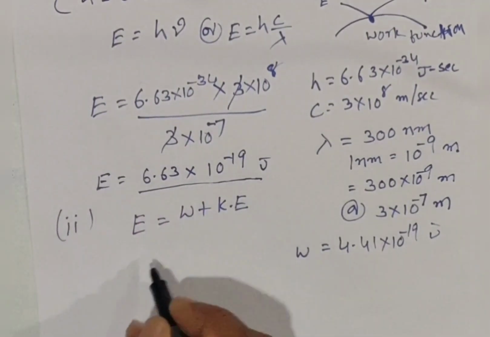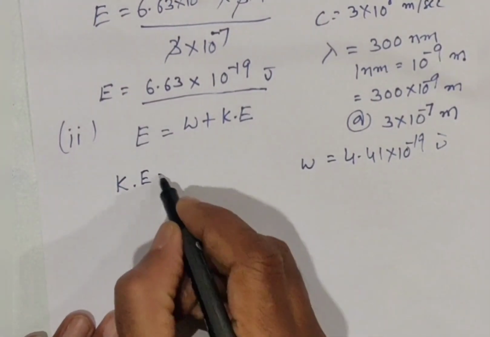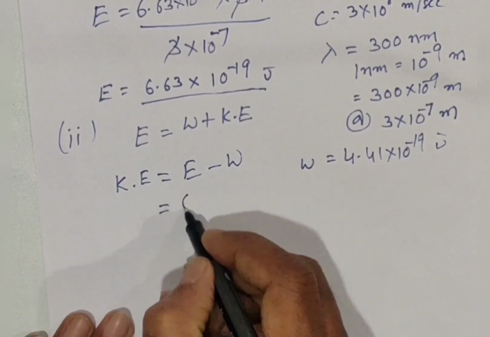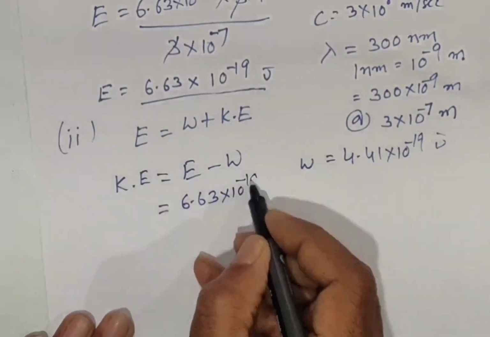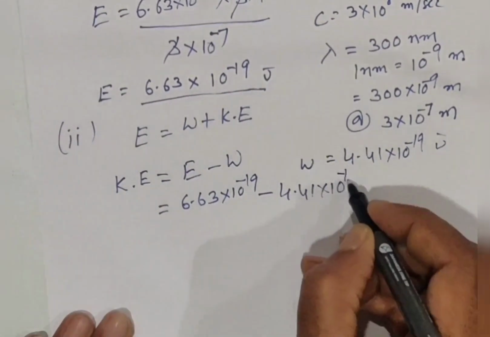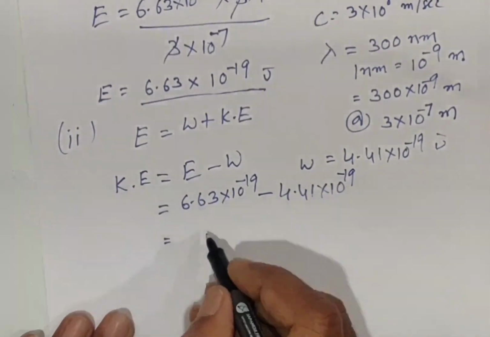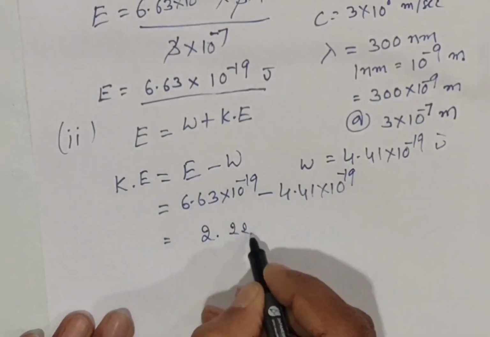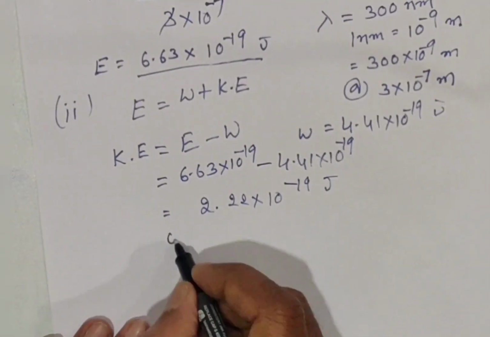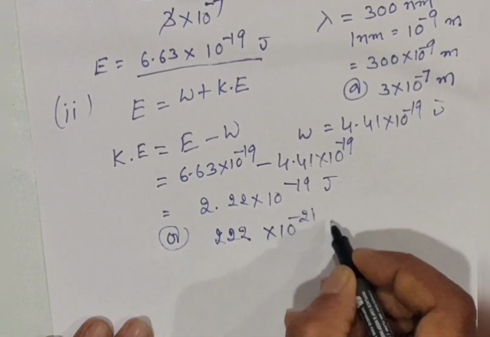Now we know the E value and you have to calculate the kinetic energy. Kinetic energy is equal to E minus W. So E value is 6.63 into 10 power minus 19 minus W value 4.41 into 10 power minus 19. Then on subtracting this, we will get 2.22 into 10 power minus 19 joules, or 222 into 10 power minus 21 joules.